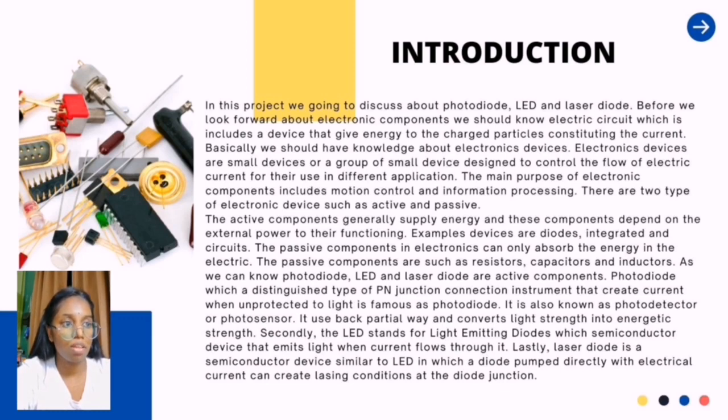Electronic devices are small devices or a group of small devices designed to control the flow of electrical current for use in different applications. The main purpose of electronic components includes motion control and information processing. There are two types of electronic devices: active and passive. Active components generally supply energy and depend on external power to function. Example devices are diodes and integrated circuits.